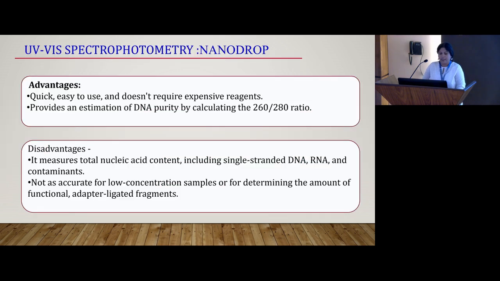So the advantage of this is that it is a quick, easy to use method, does not require expensive reagents, and provides an estimation of DNA purity by calculating the 260 by 280 ratio of your nucleic acid. Disadvantage, it measures total nucleic acid content including single stranded DNA, RNA and contaminants, it is not as accurate for low concentration samples, and it cannot determine the amount of functional adapter ligated fragments.